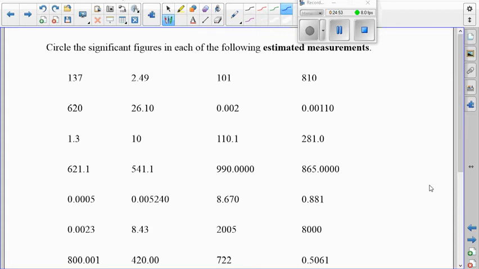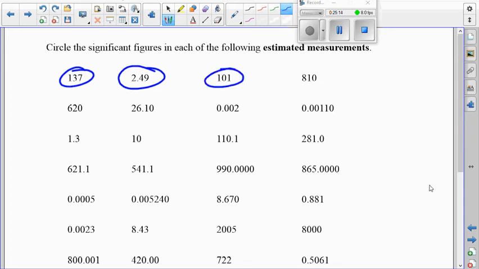137. Do you see any zeros? No. Okay, so I don't even have to worry about the whole decimal situation. But yep, those are all significant. And I'm just circling these. Here's a decimal, but it doesn't matter because there's no zero. Hey, 101, what kind of zero is that? Sandwich. Sandwich, okay. Is it significant? Yes. Always is, so all these are significant.